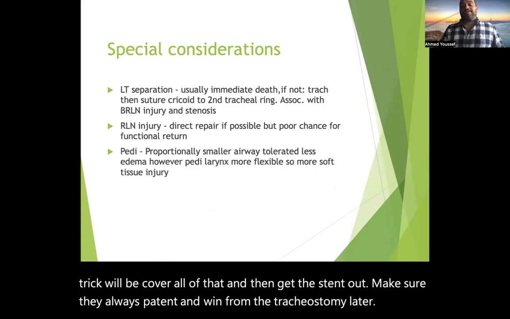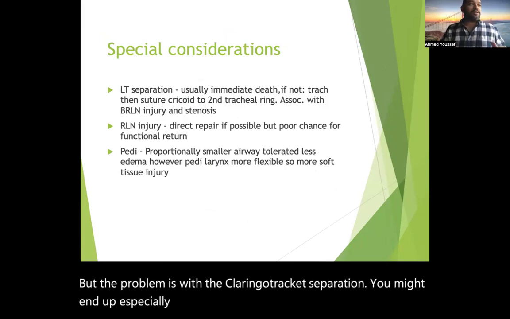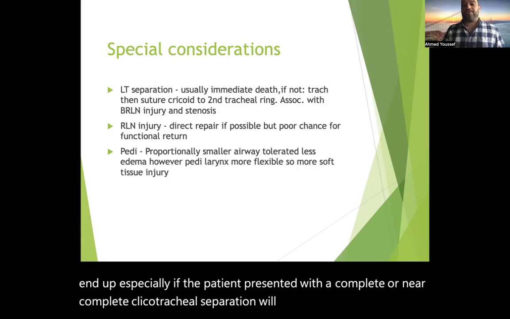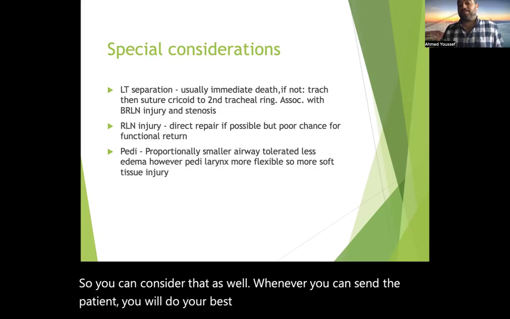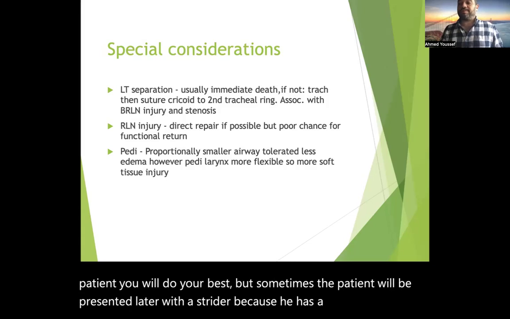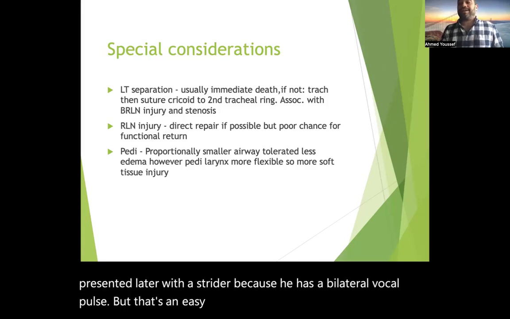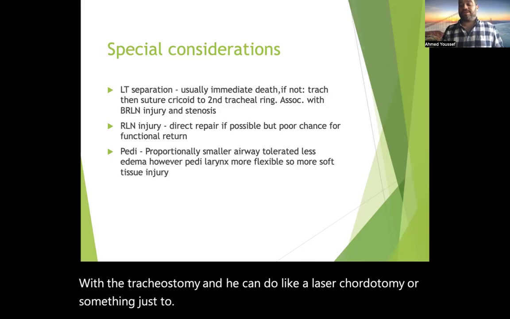But the problem with the laryngotracheal separation, especially if the patient presents with a complete or near complete cricotracheal separation, is a recurrent laryngeal nerve injury. So you can consider that as well. Whenever you counsel the patient, you will do your best, but sometimes the patient will present later with a stridor because he has a bilateral vocal cord palsy. But that's an easy problem. You can get some time with a tracheostomy, and you can do a laser cordotomy or something just to help the vocal cord palsy improve.